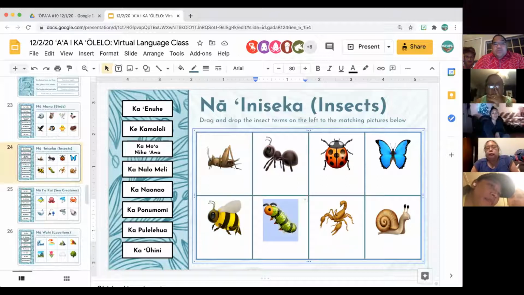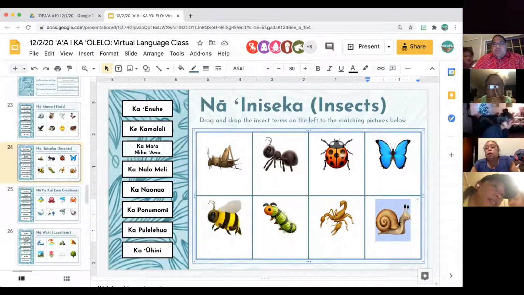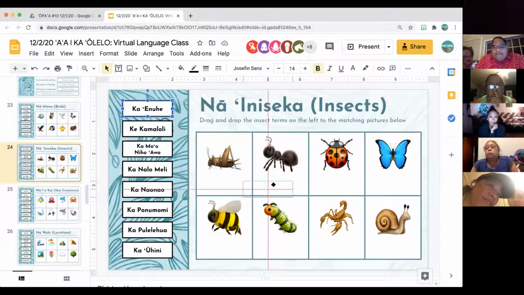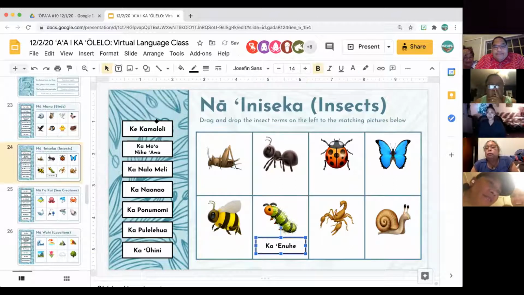This is enuhi, kalamai. This is scorpion, is kamo'o niho ava. And then, I don't know. I think this is the kamaloli, and this is the uhini. That's correct. Can you drag it so we know? I guess. See that. Yeah.